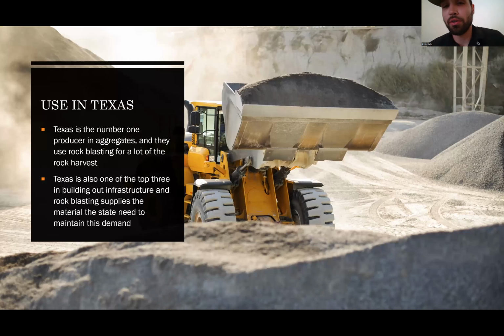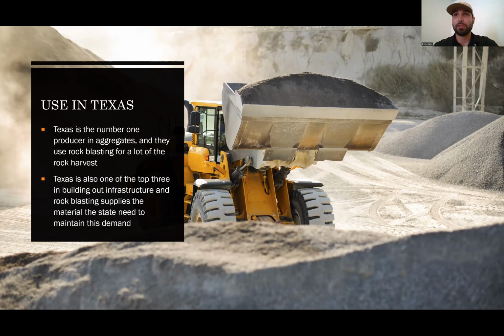Uses in Texas. So there is a lot of uses in Texas, actually. Texas is actually the number one producer of aggregates, and they use rock blasting as a means to harvest this and speed up the process. With Texas being one of the top 3 in building out infrastructure, that's including Florida and California, they need these supplies to maintain the demand of all these buildings being built.